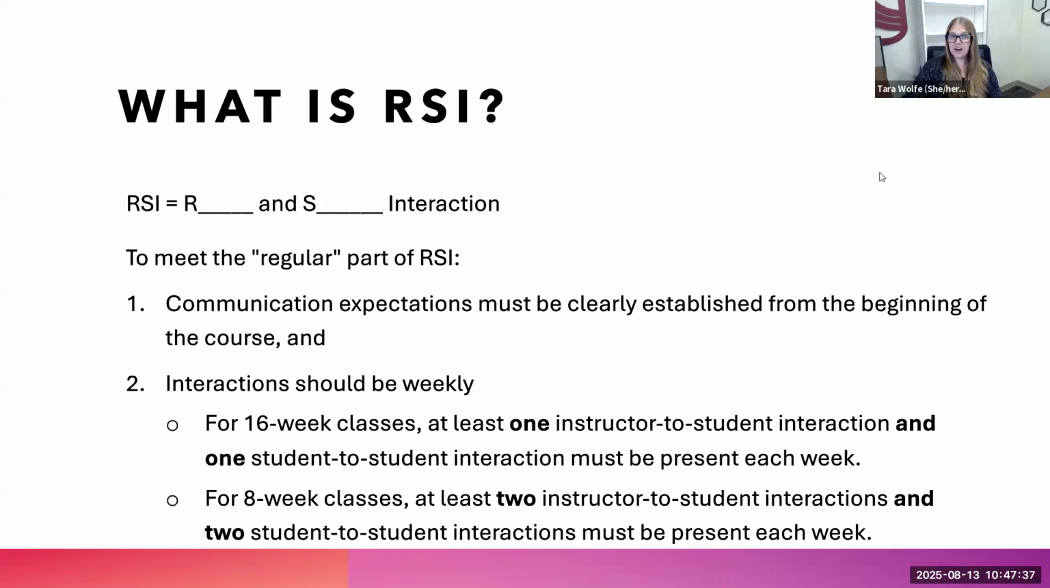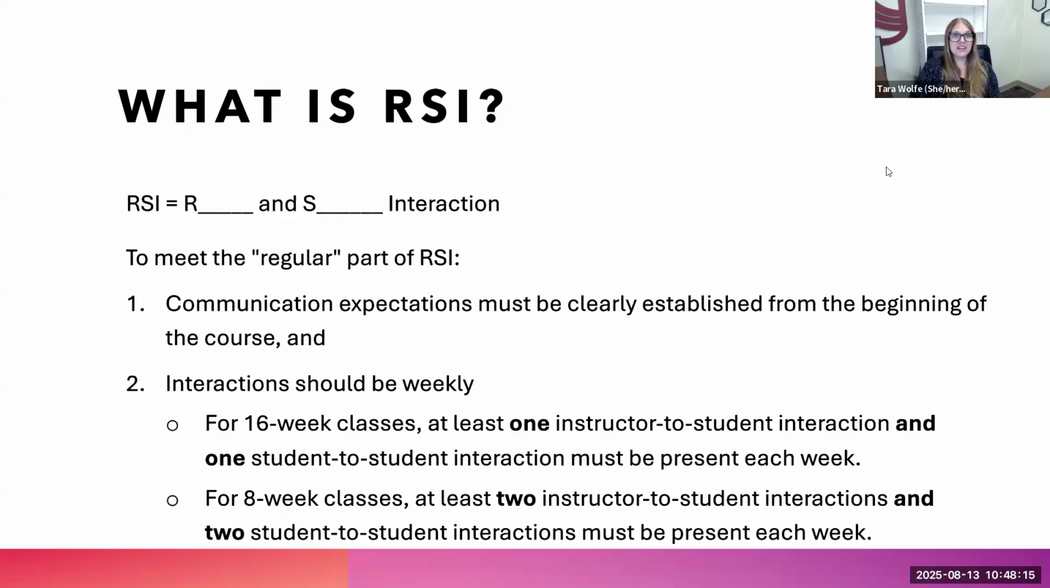So to meet the regular part of RSI, your communication expectations, or you might hear interaction policy, whatever you want to call it, those expectations should be clearly established from the beginning of the course. So this should be part of your syllabus, or maybe you want to put them on your homepage or in your orientation module, making sure that these are clear and they're easy to find for students. Let them know what to expect going forward and how they can plan to interact with you and their peers in your course.